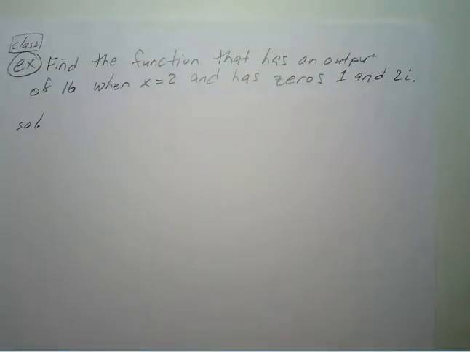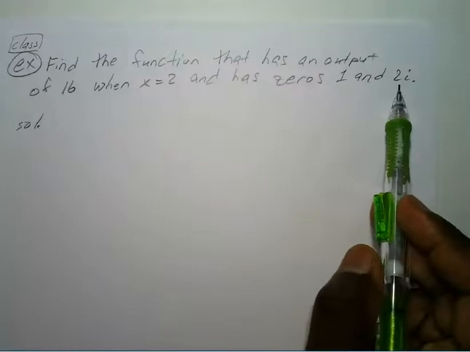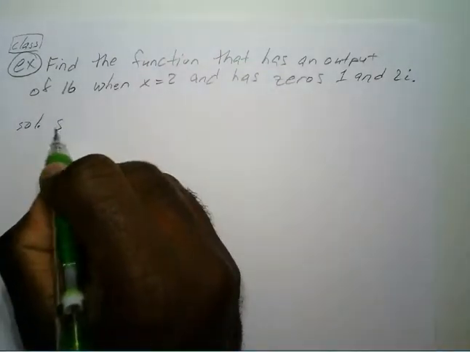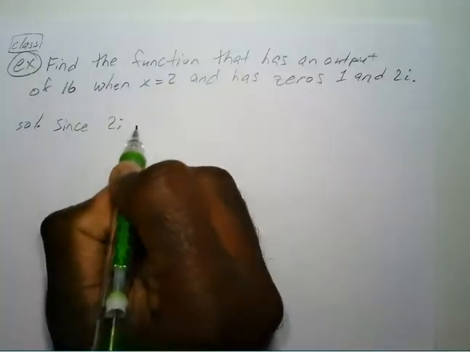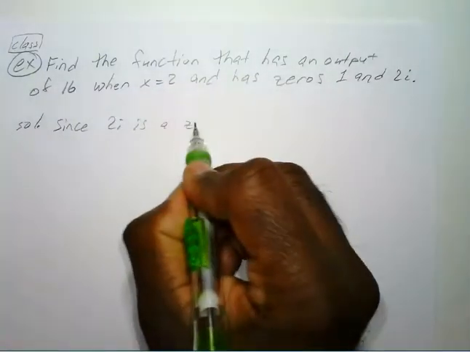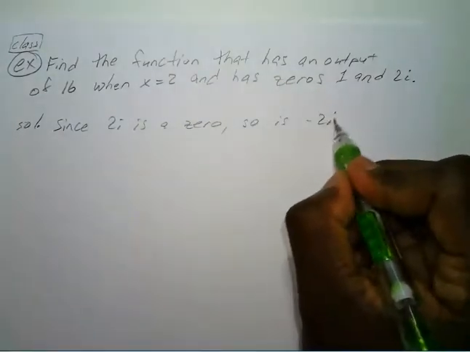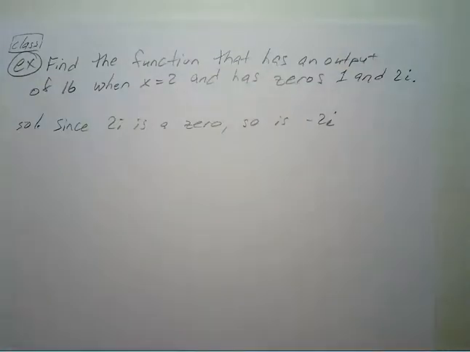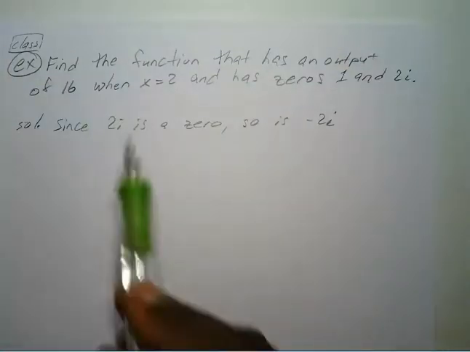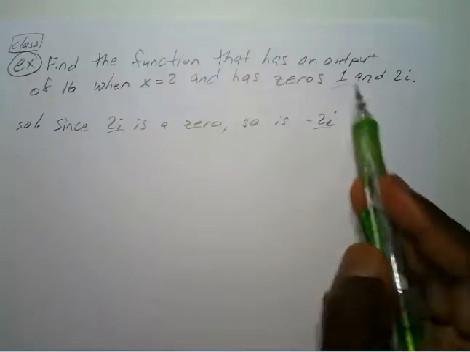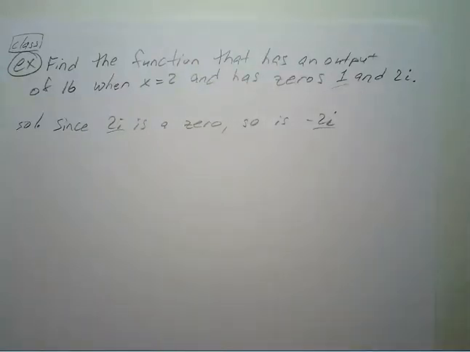All right. So one thing we can see here is that 2i is a zero. Since 2i is a zero, so is negative 2i. I'm going to get it started for you. I want you to finish up, but I'm going to get it started for you. So we know 2i, negative 2i, and 1 are zeros. So I want you to go ahead and press pause and finish the rest of this answer. Remember, I got it started for you.